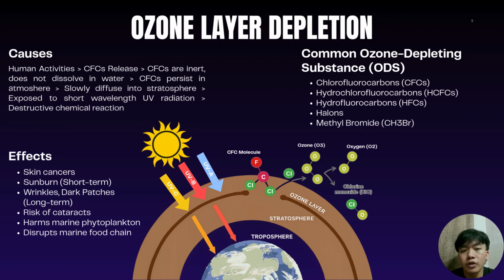Next are the common ozone depleting substances, or ODS. First is chlorofluorocarbons, CFCs, hydrochlorofluorocarbons, HCFCs, hydrofluorocarbons, HFCs, halons, and methyl bromide, CH3Br. The effects of ozone layer depletion are skin cancers, sunburn for the short term, wrinkles and dark patches for the long term, risk of cataracts, harm to marine phytoplankton, and disruption of the marine food chain.